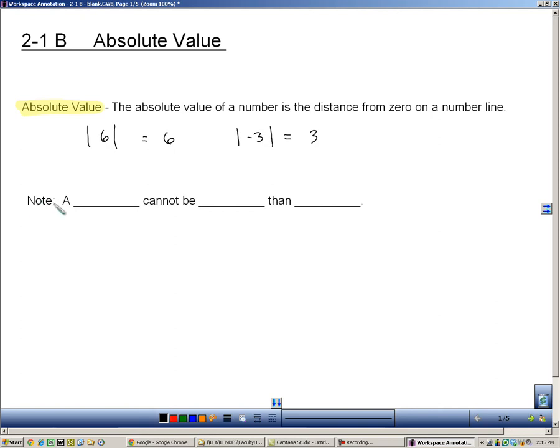Down here's a key or a note. A distance cannot be less than 0. And that's really the key when dealing with absolute values. Whenever you have an absolute value of a number, you cannot get a negative number because a distance can't be less than 0.